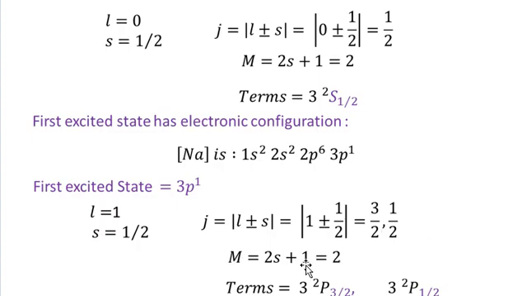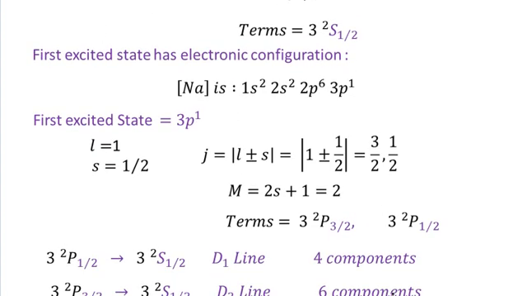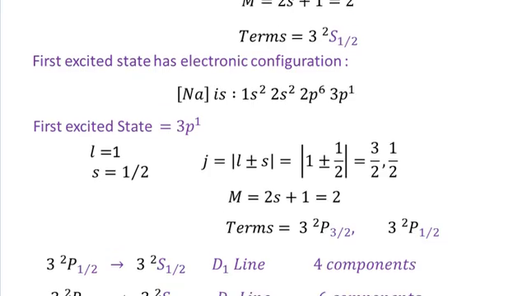And the multiplicity is 2, because if you put the value of S equal to half, the multiplicity is 2. So we have 2 states, 3 2P 3 half and 3 2P 1 half. This 3 is actually the principal quantum number. The actual terms are 2P 3 half and 2P 1 half. So this is what we have shown, these 2 states over here.